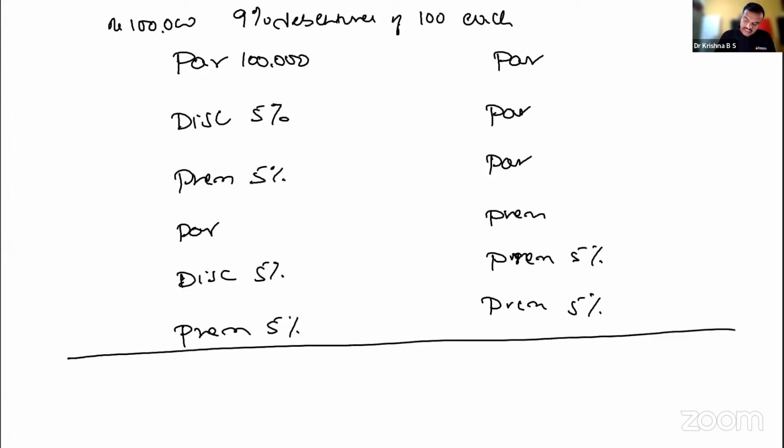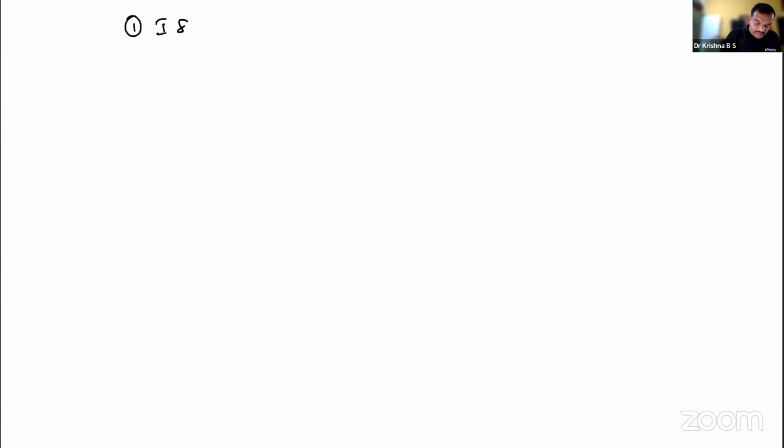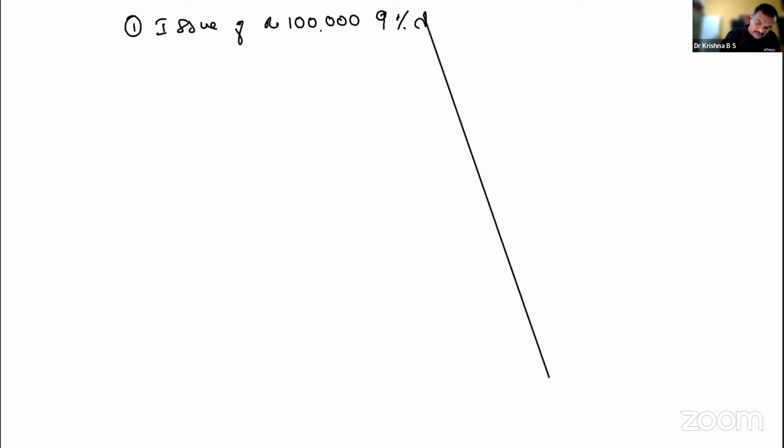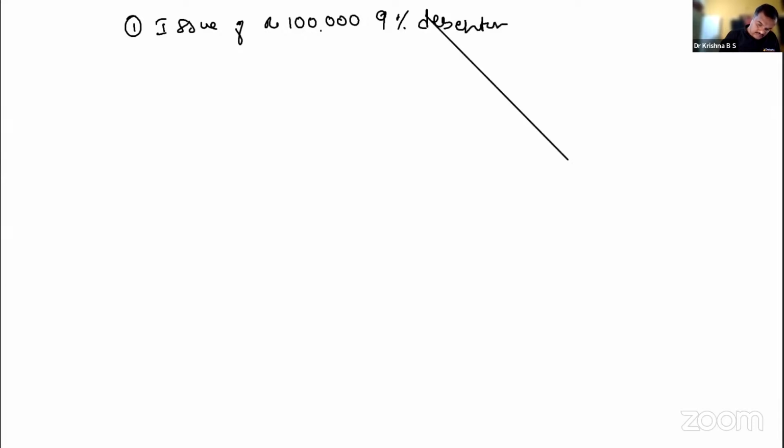Yes. So we'll do one thing. I will go case by case. Case number 1. Issue of rupees 1 lakh 9% debentures of 100 each and redeemable at par. Redeemable at par. This is the question. Case number 1. Let us solve it now.